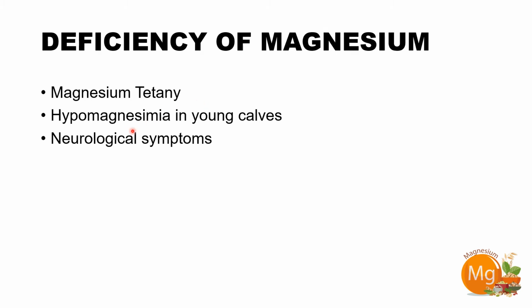Then, you also have hypomagnesemia in young calves. This is also called magnesium tetany, but it is more specific to young cows, the calves. Then, you also have neurological symptoms. One study in rats showed that when there is low magnesium in the body, it may cause convulsion and death. In poultry, magnesium deficiency may cause neurological diseases and symptoms.